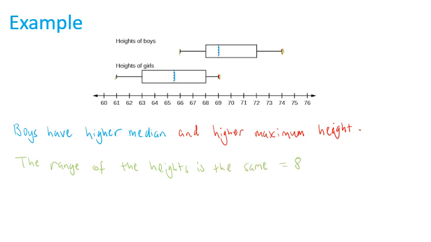which is 8. We could also look at the interquartile range. So that's Q3 minus Q1, 72 minus 68, which is 4. And for the girls, it's 68 minus 63, which is 5. So the interquartile range is similar.